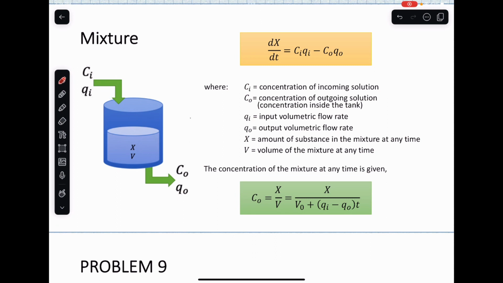Take note that the rate of change of the amount of the substance inside the tank at any time t is equal to C_I Q_I minus C_out Q_out. The output concentration at any instant of time can be computed as X over V, wherein V is equal to the initial volume plus the input flow rate minus the output flow rate times time. That's how we solve some mixture problems. So there are two formulas that we need to memorize.